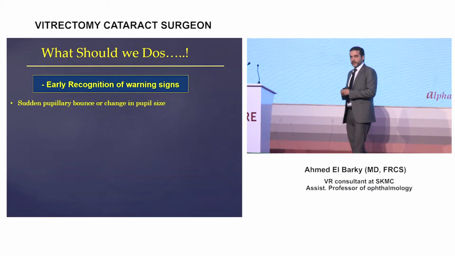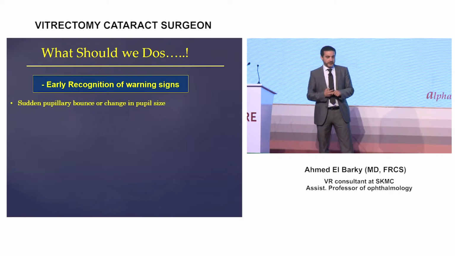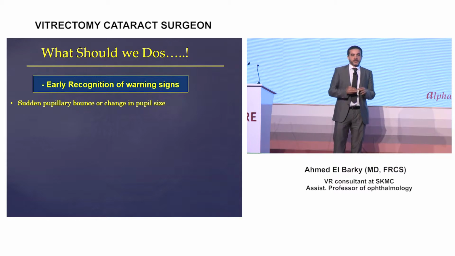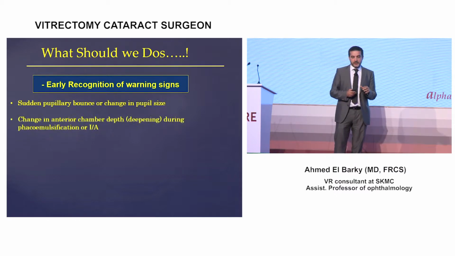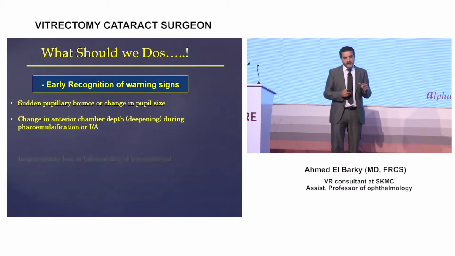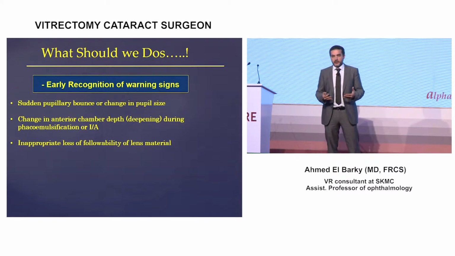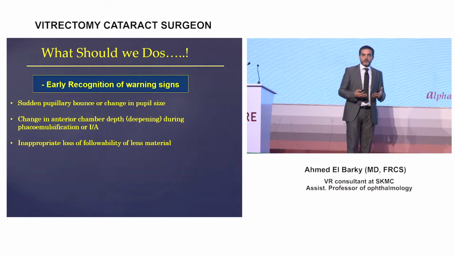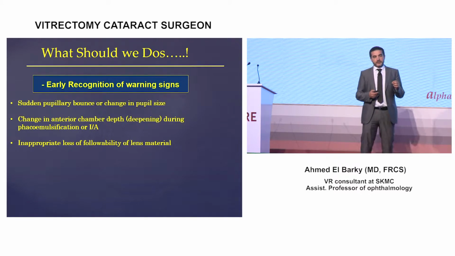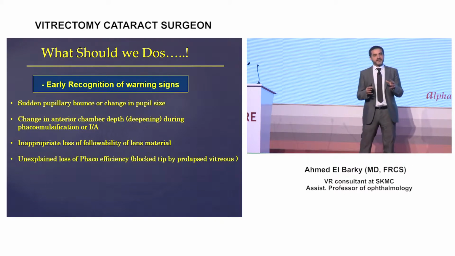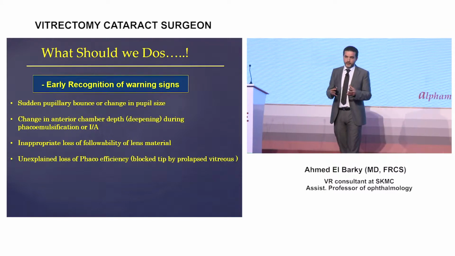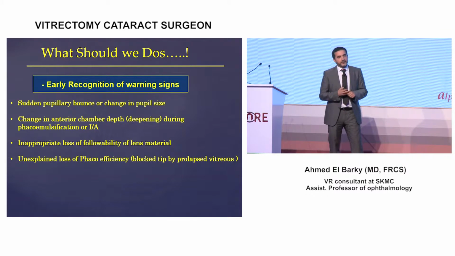Early recognition of warning signs is a very important point here. You have to recognize those signs early. It will help you a lot. For example, one of the most important signs is a change in the depth of the AC. Suddenly you find sudden deepening of the anterior chamber, and this means the posterior capsule might be open. Another important point is that the flowability of the lens material is not smooth anymore. And this is very common.